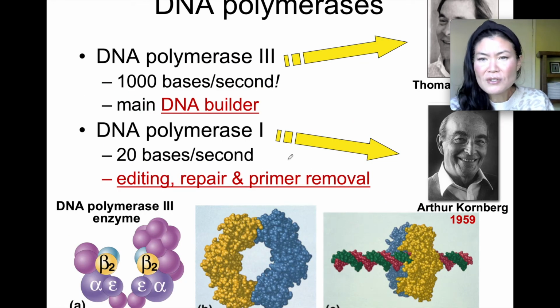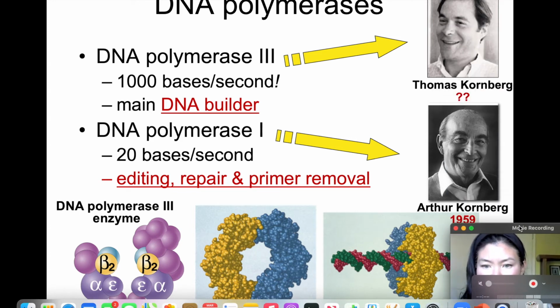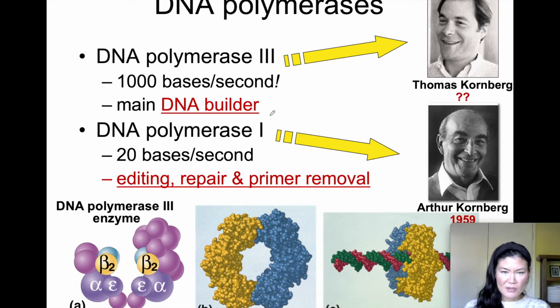Oh, and it's kind of interesting that the two scientists that discovered DNA polymerases 1 and 3 are father and son, Arthur Kornberg and Thomas Kornberg. Arthur was Thomas's dad, and Arthur Kornberg discovered DNA polymerase 1, and then Thomas discovered DNA polymerase 3.